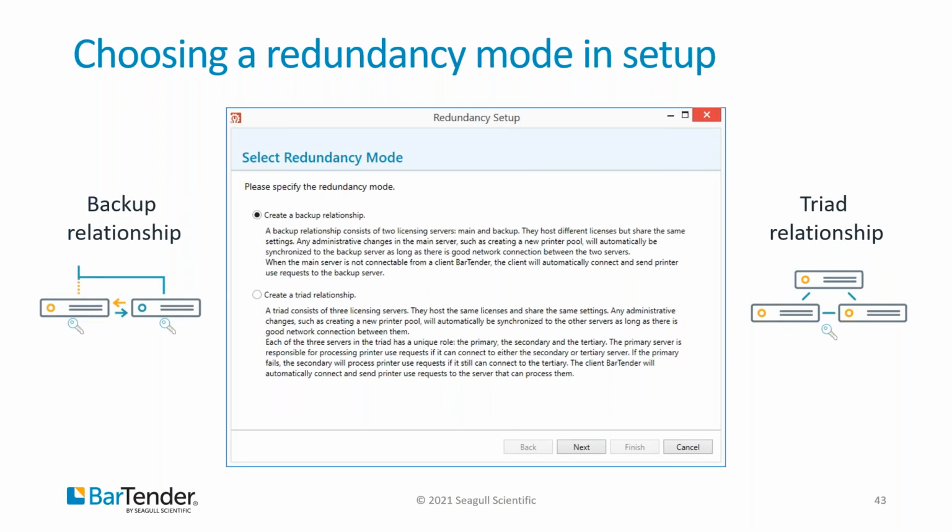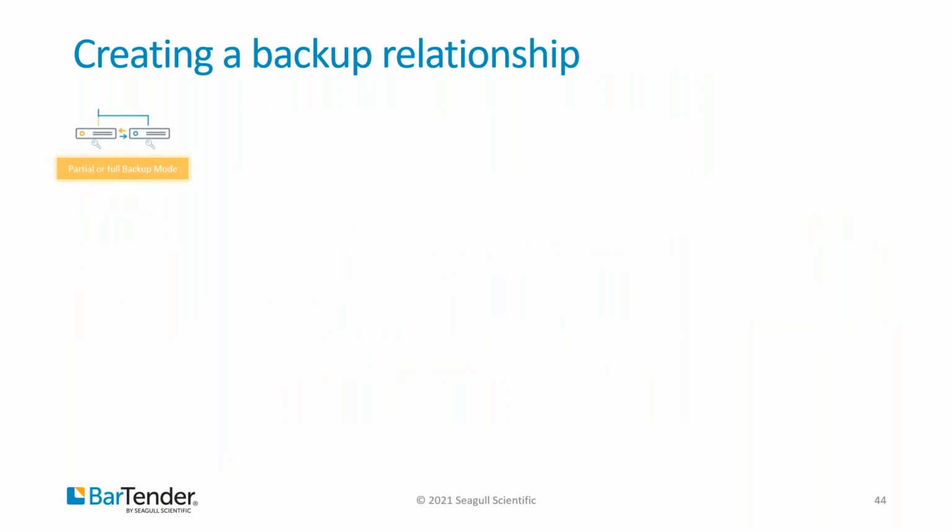When setting up your redundancy, you can click on a button to start a wizard, and it will step you through the process of creating either a backup relationship or the triad relationship. So you would step through the process according to what you want.